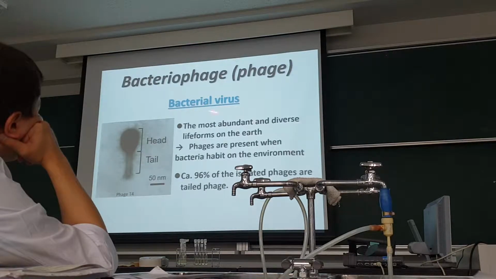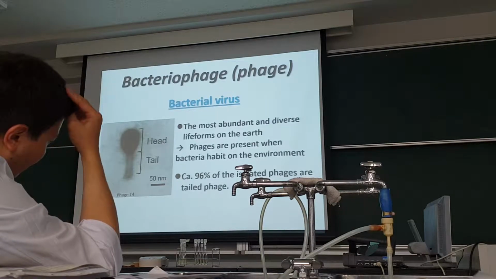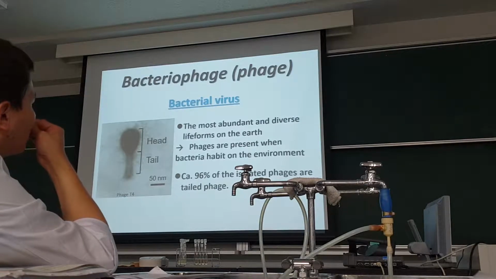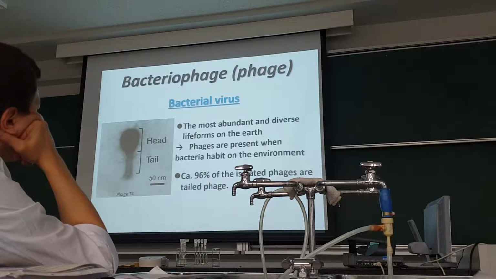It's a bacterial virus. It is known that bacteriophage is the most abundant and diverse life forms on the earth. So researchers discovered that on the earth there are 10 to the 31 virus particles in the environment. So actually it's like heaps, all right? And to isolate the bacteriophage, 96% of this type of phage, it's called a tailed phage.